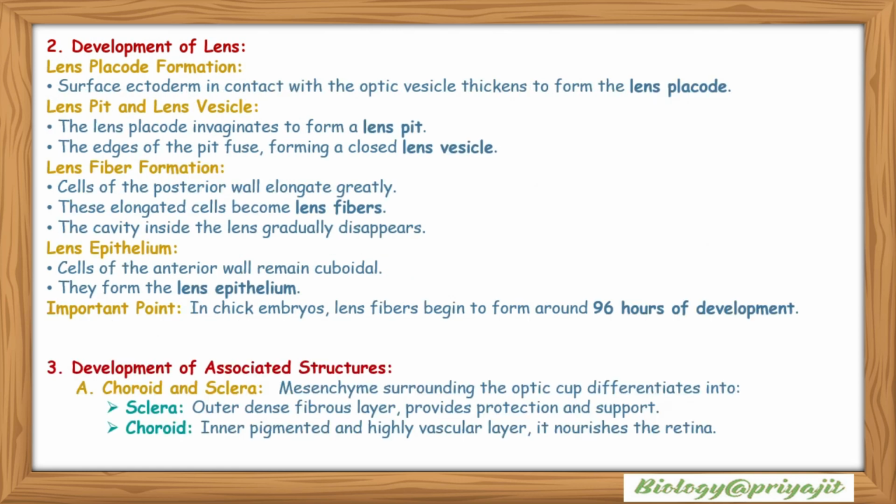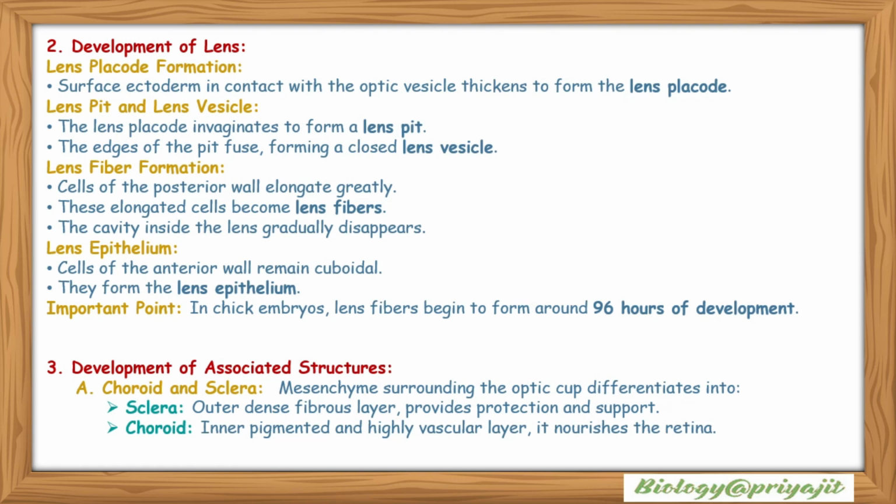Development of lens. Lens placode formation: surface ectoderm in contact with the optic vesicles thickens to form the lens placode. Lens pit and lens vesicle: the lens placode invaginates to form a lens pit. The edges of the pit fuse, forming a closed lens vesicle. Lens fiber formation: cells of the posterior wall elongate greatly. These elongated cells become lens fibers.